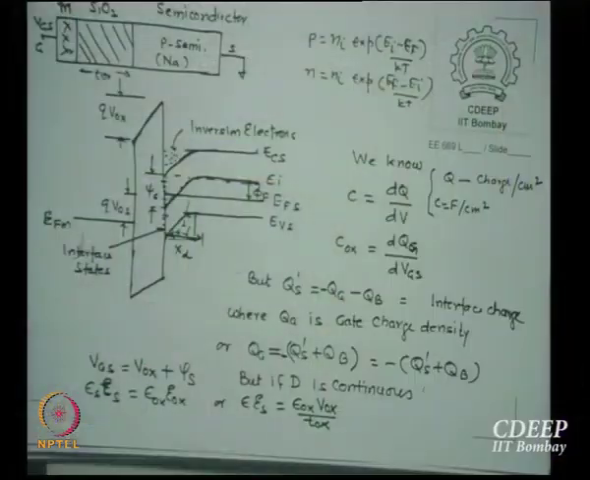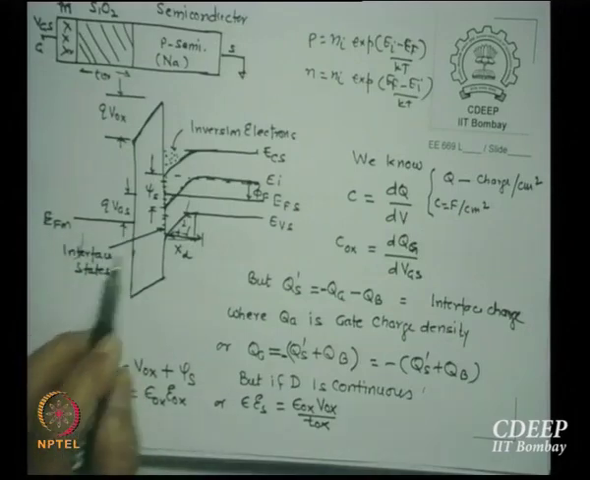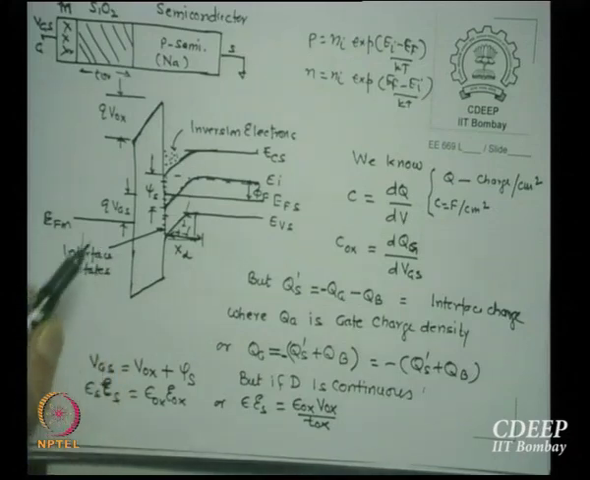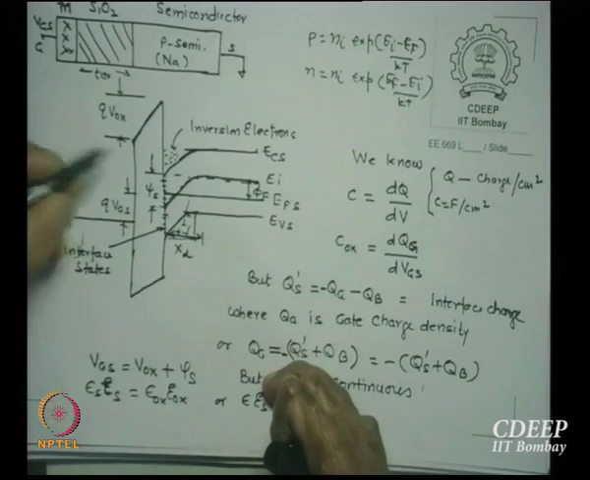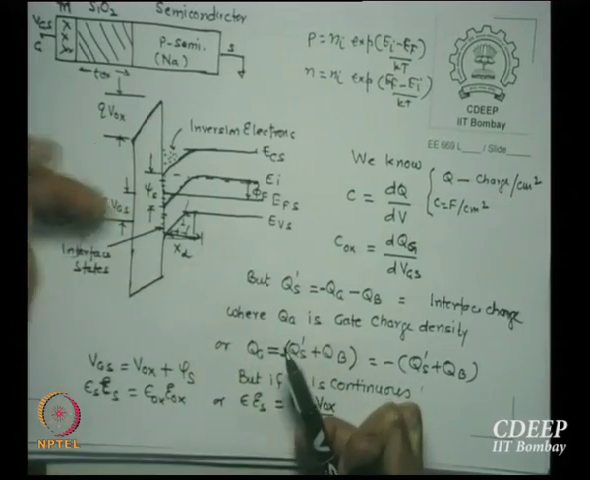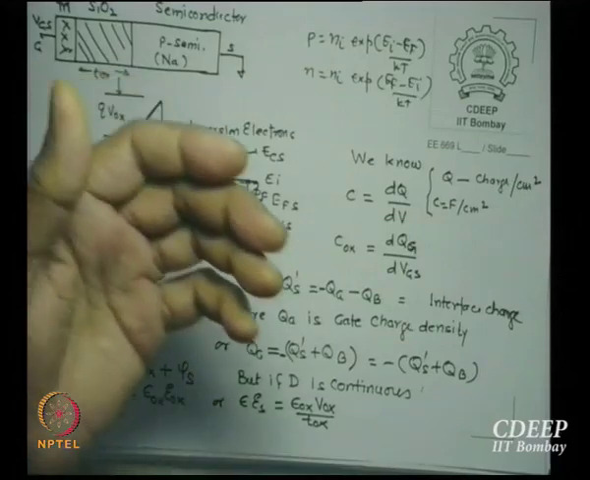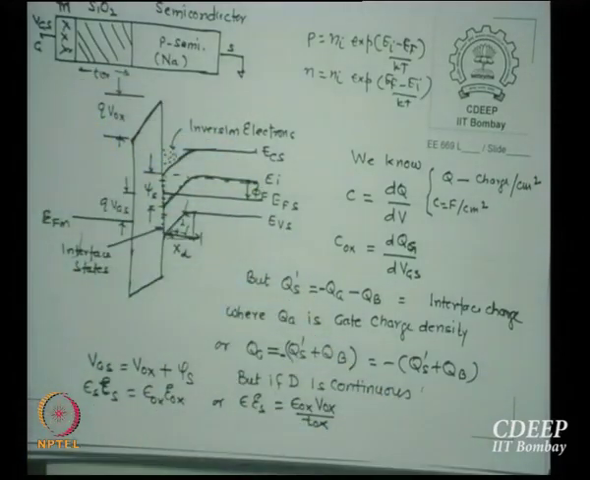Okay. So now, a little quickly, we go. We don't read this part right now. You just look for this. Please, if I increase VGS on the opposite side, what will happen? EFM will be above EFS and the bands will bend which side then?